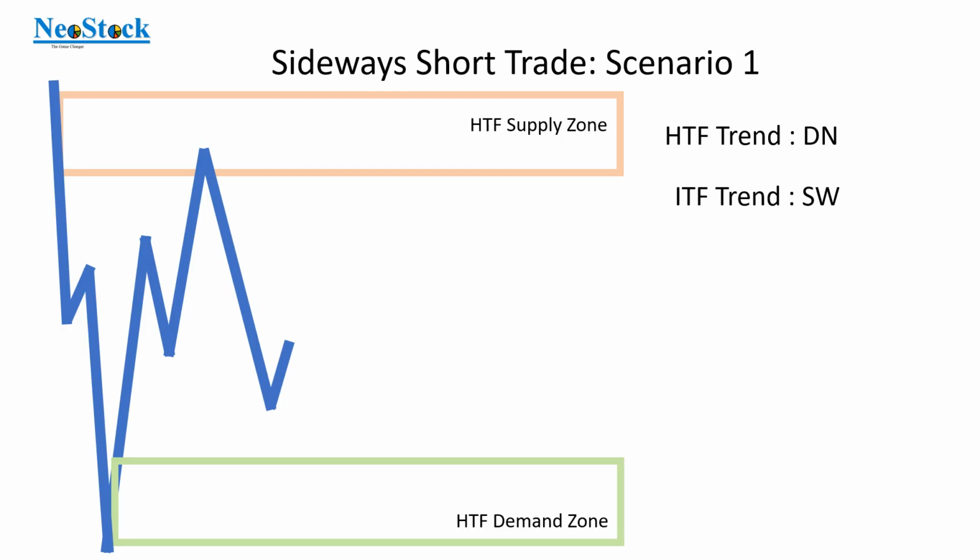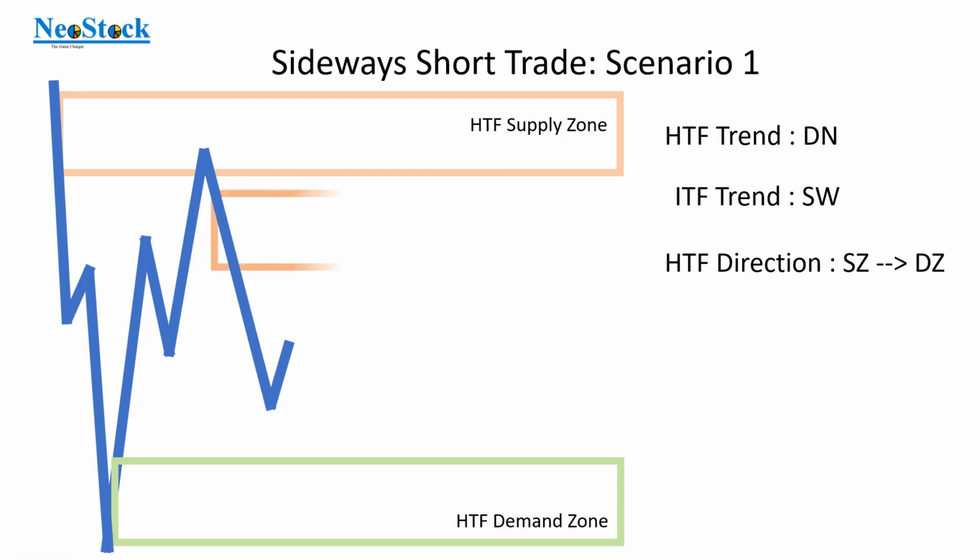Scenario 1: let us assume prices are moving between the HTF supply zone and the HTF demand zone. The first thing is the HTF trend should be downtrend, and the ITF trend should always be sideways. And in this scenario, what is the price direction? See, here we have the HTF supply zone and the HTF demand zone. Recently prices entered into the HTF supply zone, and from there it is moving down towards the HTF demand zone. That's why the HTF price direction is HTF supply zone to HTF demand zone.